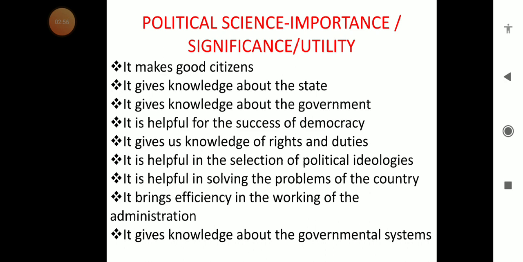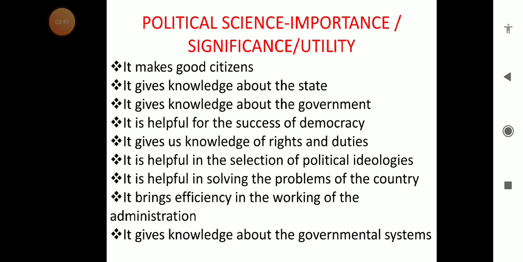First point is it makes good citizens. Right? A citizen of any state should have knowledge about that state. He or she should also have knowledge of the government, what kind of government is there. Also, one should be aware of the rights and duties of the citizens, and about the constitution and constitutional system. So it is very important that citizens should have knowledge of political science. If citizens are aware of those rights, they become better citizens and they are an asset to the state.